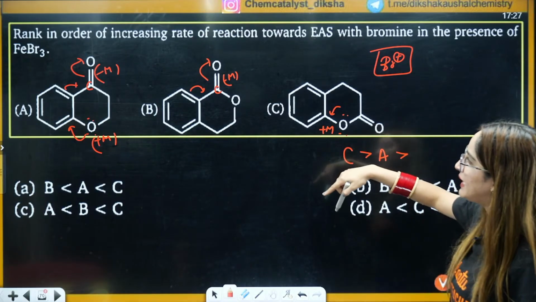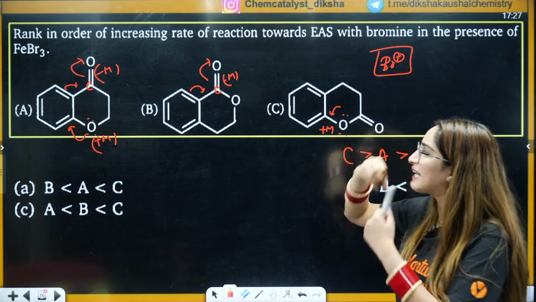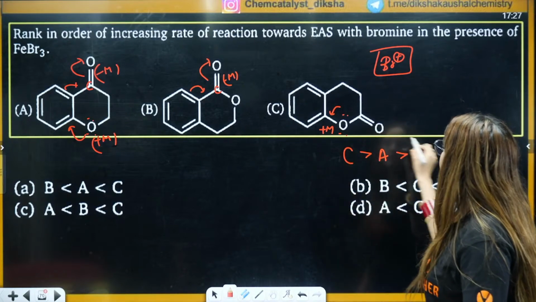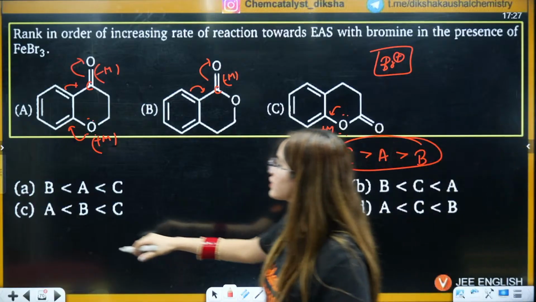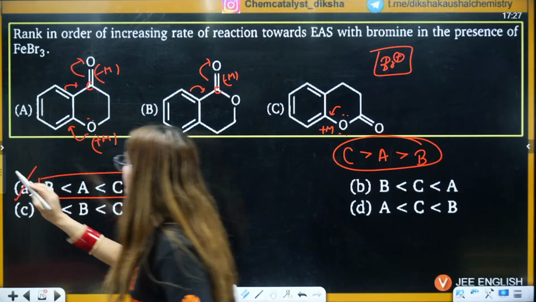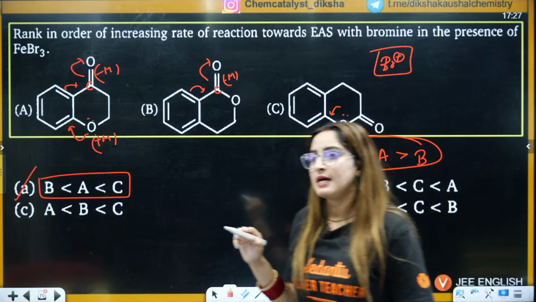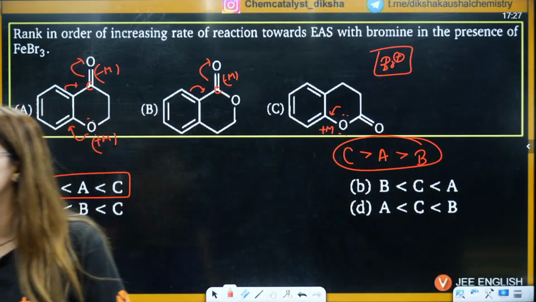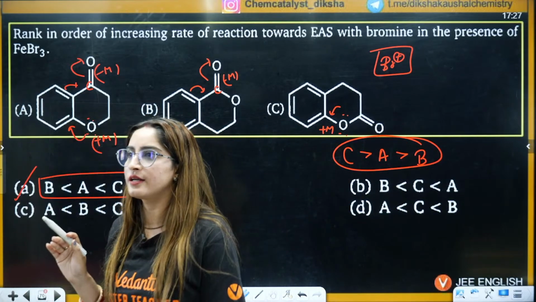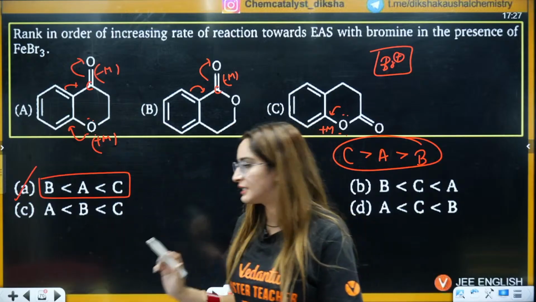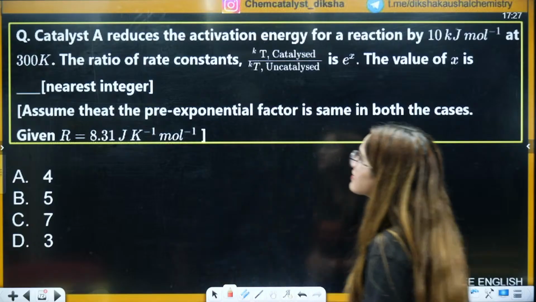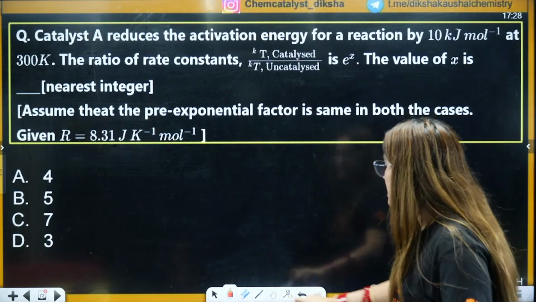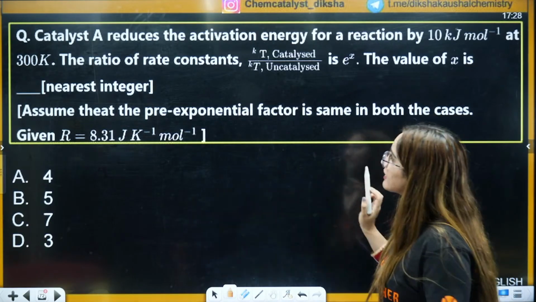The last one will be B, where you are just taking away the electron. So it will be CAB. So the answer will be A is the correct answer here, that is, CAB is the correct answer here. Okay? Understood? I think we are about done, yes, this is the last question of today, guys. Let us see.